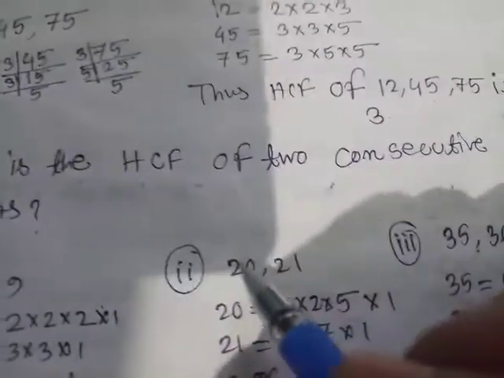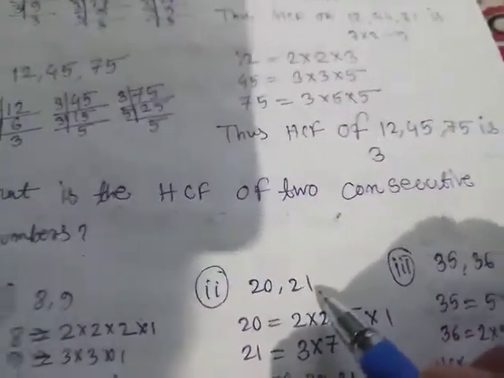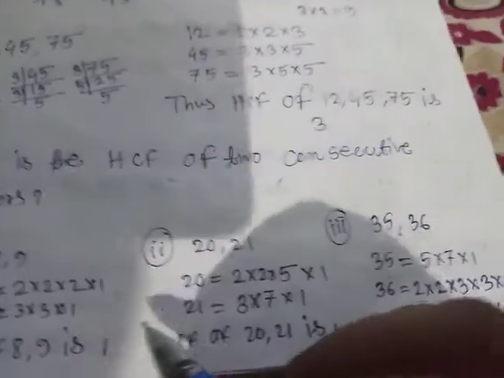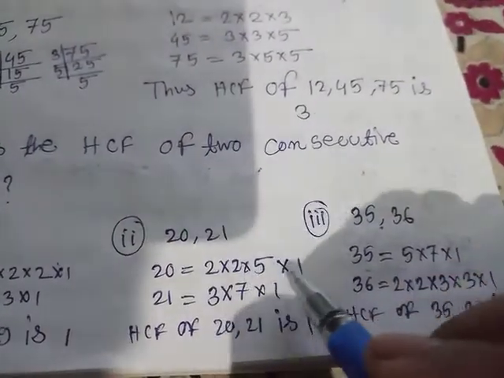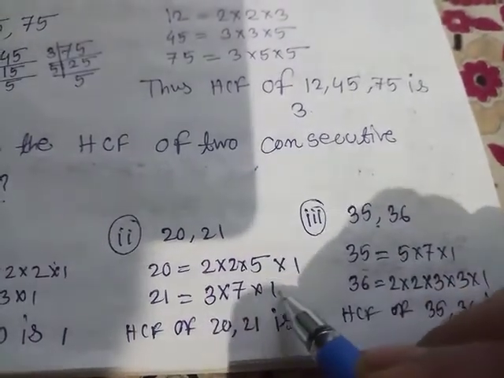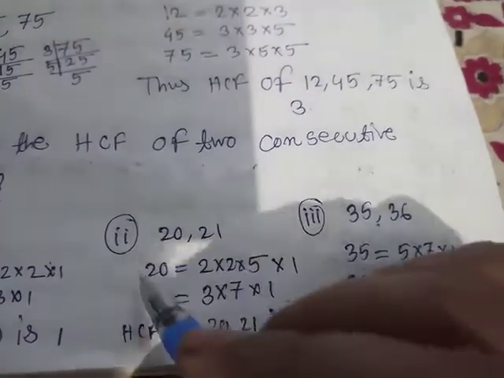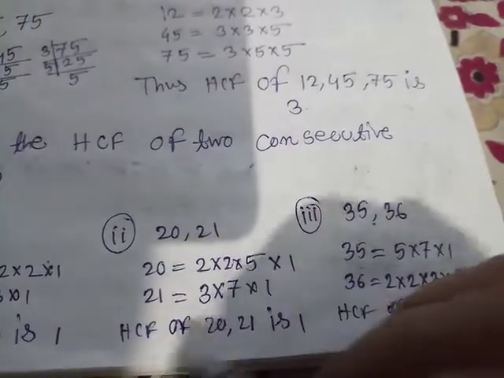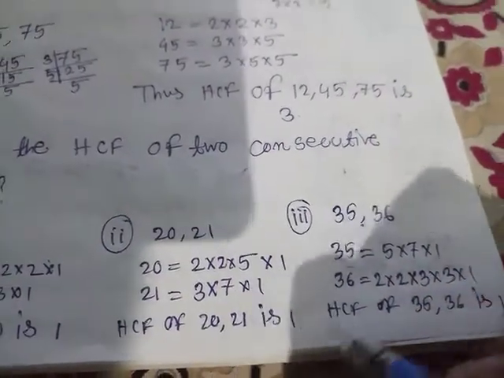Example number 2: 20 and 21 are consecutive numbers. 20 equal to 2 into 2 into 5 into 1, and 21 equal to 3 into 7 into 1. So the common factor between 20 and 21 is only 1. So HCF of 20 and 21 is 1.